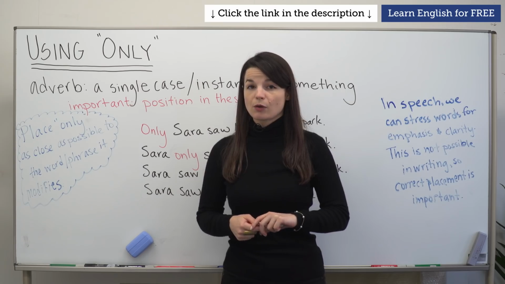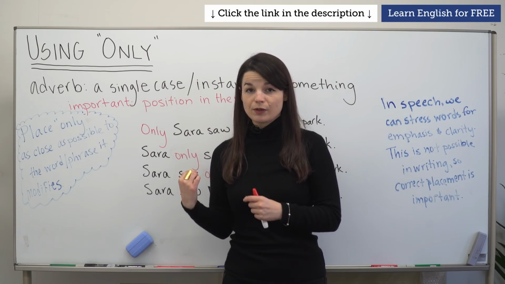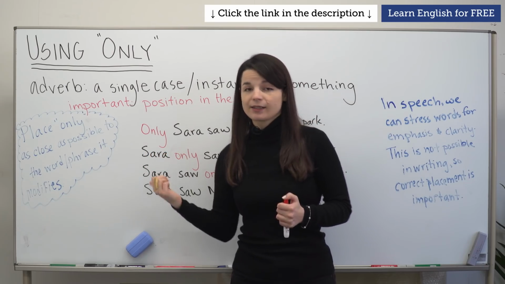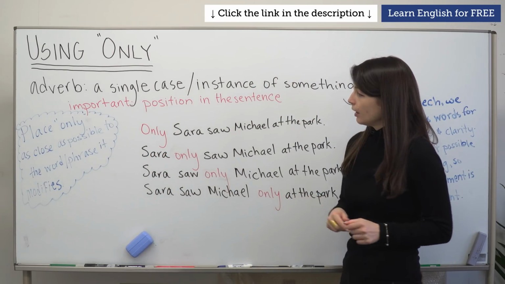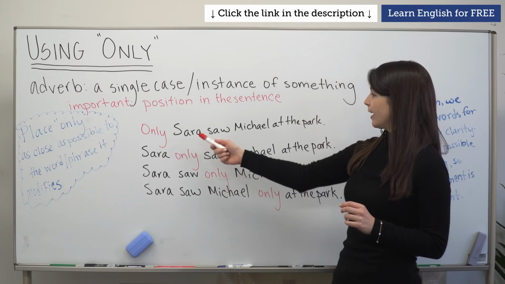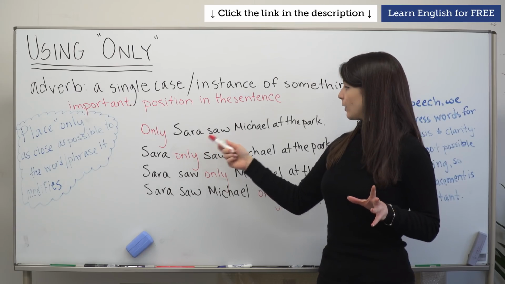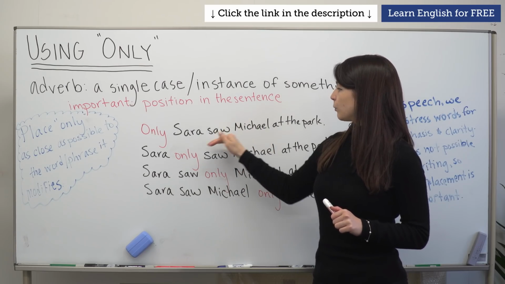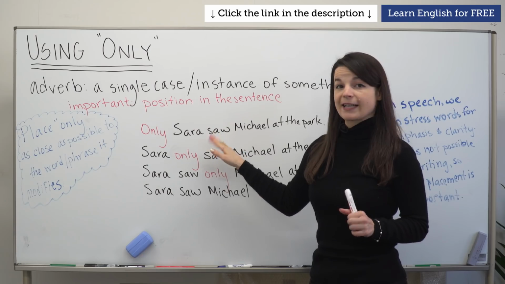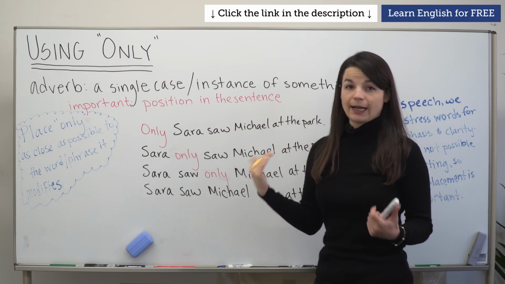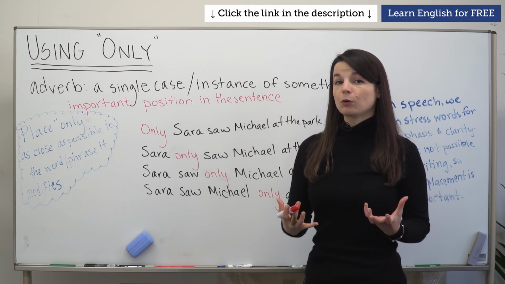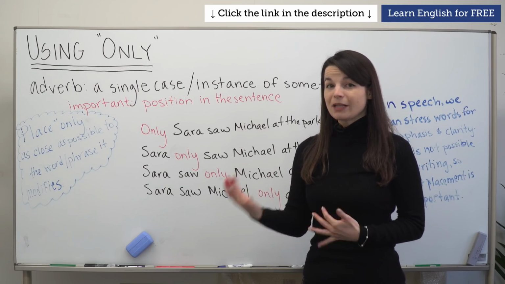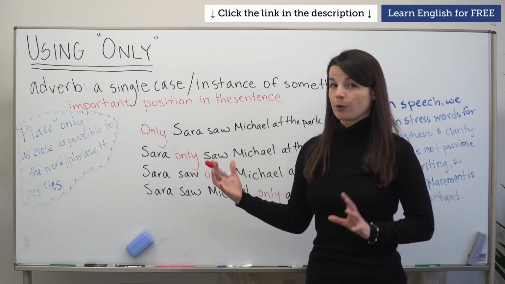So I want to show a few examples of how to do this, but I'm going to move the word only around in the same sentence. So let's take a look. I'll show you what I mean. Let's take a look at this sentence. The base sentence here is Sarah saw Michael at the park. A simple sentence. So there are two people involved, one action, in this case the past tense saw, and then a location, at the park. But I'm going to use the word only here in a few different positions to show how much it can change the meaning of the sentence depending on where we place it.